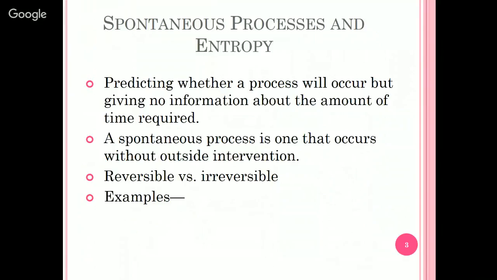An irreversible process is one that you cannot go back. An example of this would be anything that's decaying, anything that's spoiling in terms of food in your refrigerator. Once it's gone bad, it can't go back. So those are a couple examples.